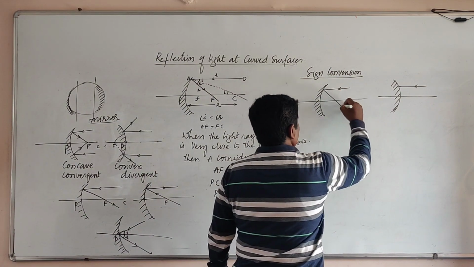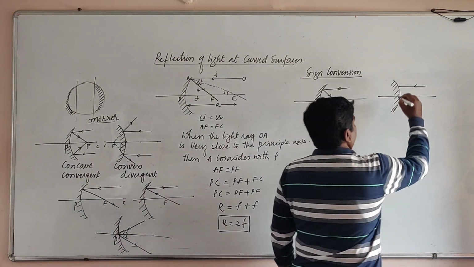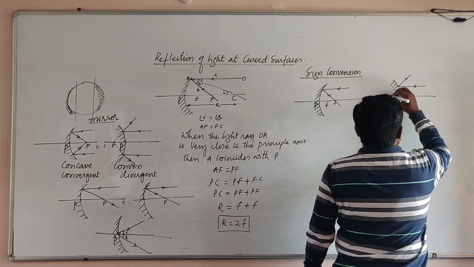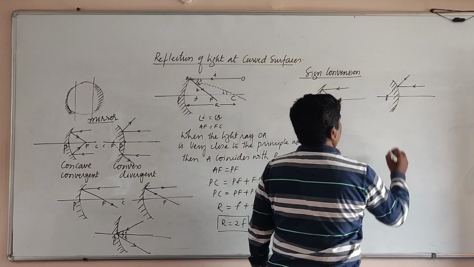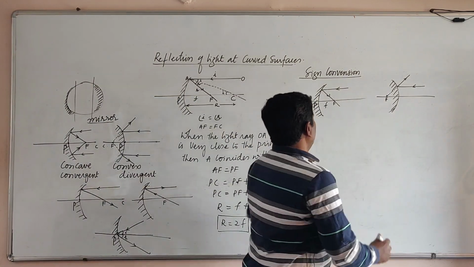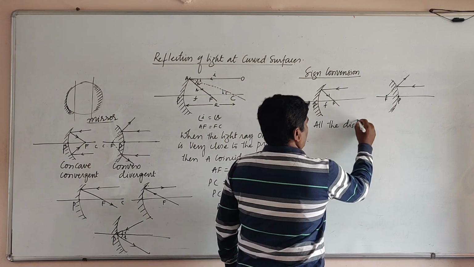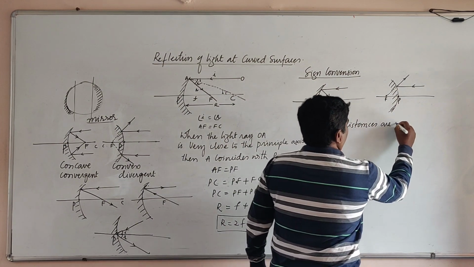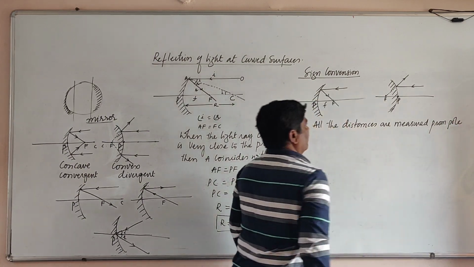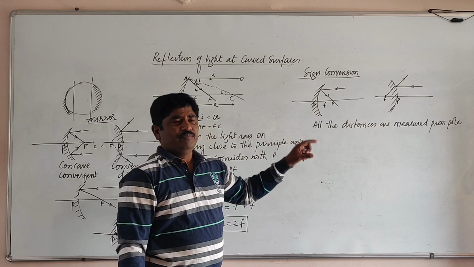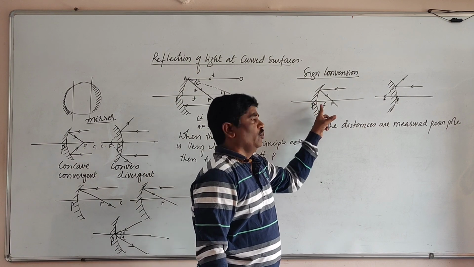Here it is the reflecting surface. This is F, the focal length. After reflecting, it goes like this, and the reflected ray can be extended, and that forms the image on the principal axis at the focus itself. You see, the first rule is that all distances are measured from the pole. Every distance in geometrical optics, or ray optics, or the light rays at curved surfaces, is measured from the pole only, right?